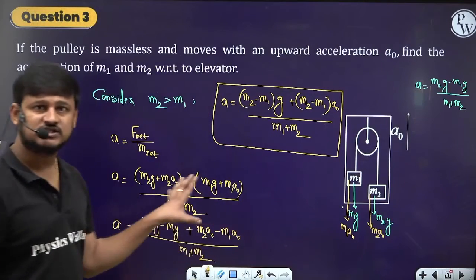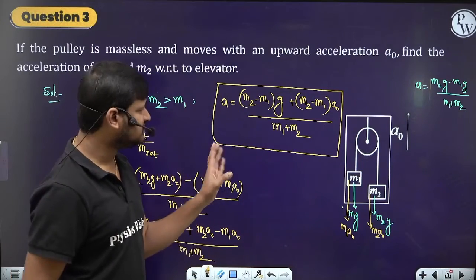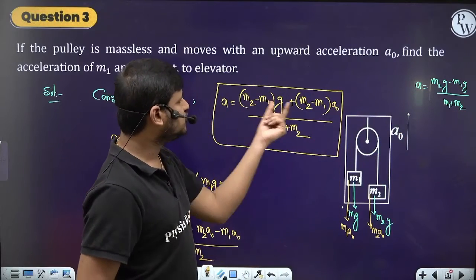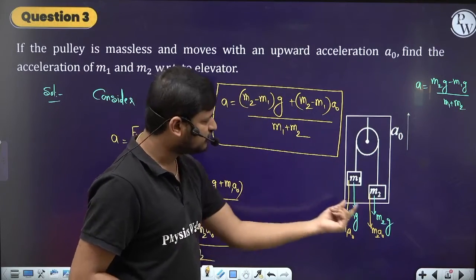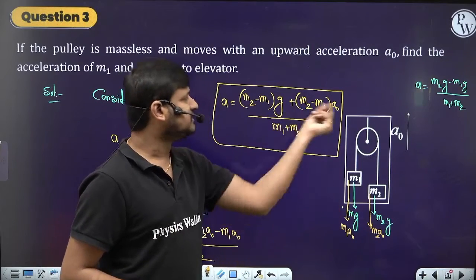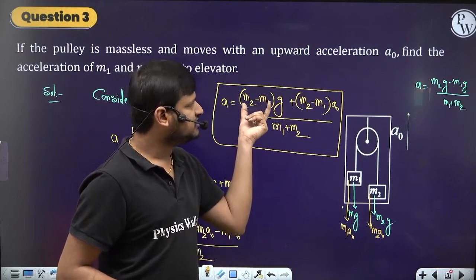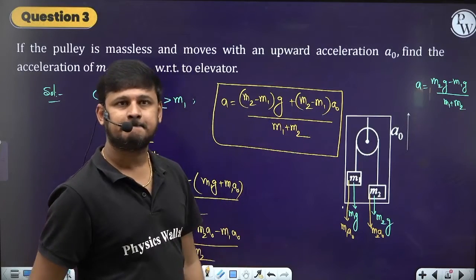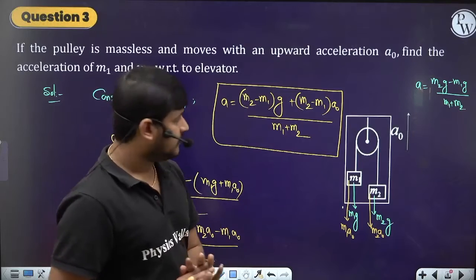Clear the concept? Simple thing. Previously it was simply (M2g − M1g)/(M1 + M2), but now the pseudo force is coming, right? What's the pseudo force? On this M2a₀, on this M1a₀. So M2a₀ − M1a₀ is coming extra. This whole thing we already know, so the pseudo force is coming extra, that's it. Done the concept. Sure. Next.